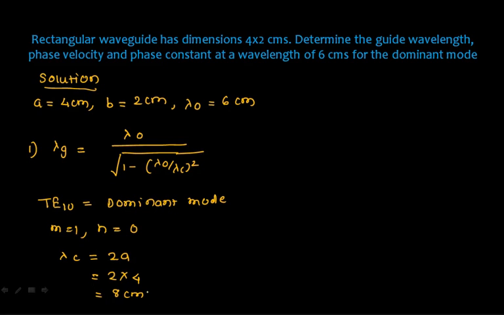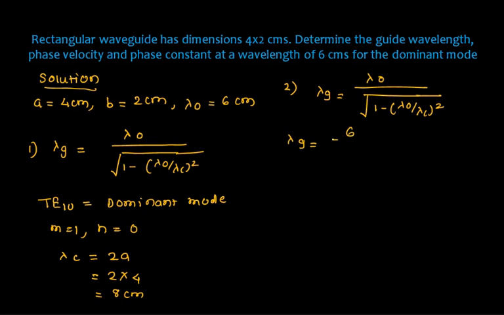Now, lambda G, if I recall, is lambda 0 divided by the square root of 1 minus lambda 0 by lambda c, squared. So putting all the values over here, I get 6 divided by the square root of 1 minus 6 by 8, where lambda c is 8 centimeters. By calculating this, I get 9.07 centimeters. I can use this value for the other things. So I have lambda 0, lambda g, and lambda c calculated.